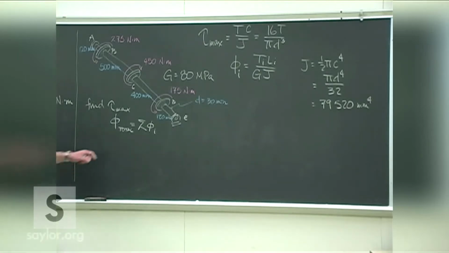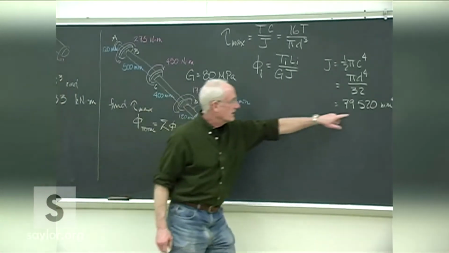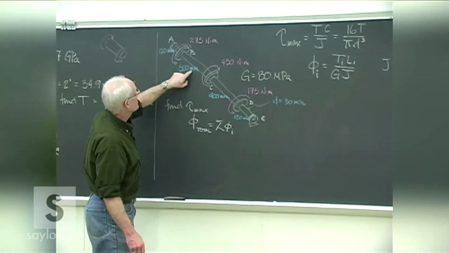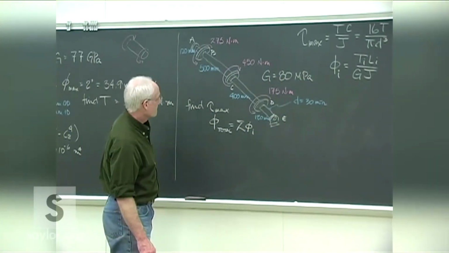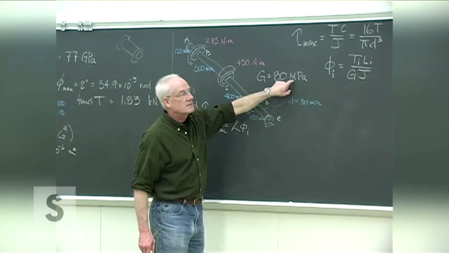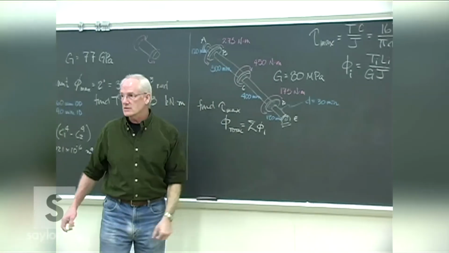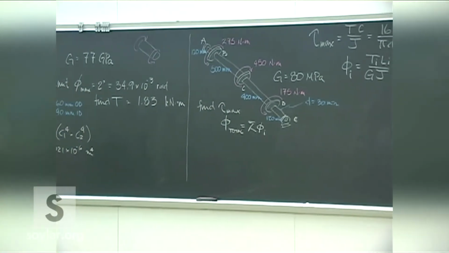So check where the places are that things can go wrong. This is millimeters. This is meters. These are millimeters. This is megapascals. These are just straight newtons. So there's the places things can go wrong.